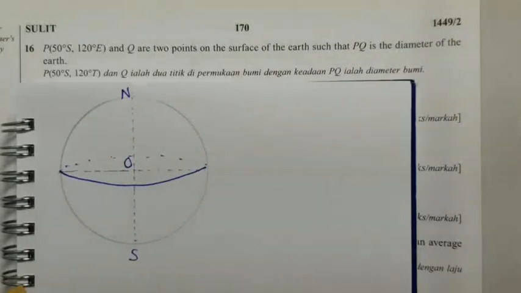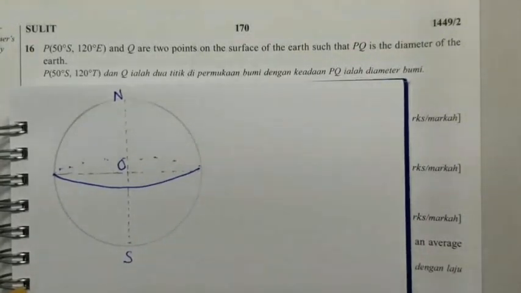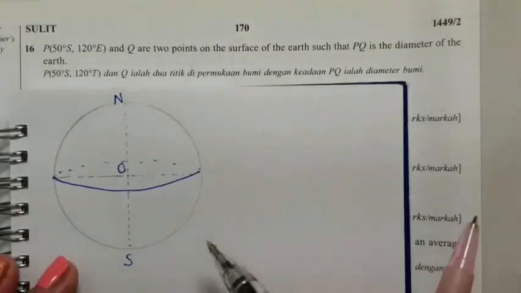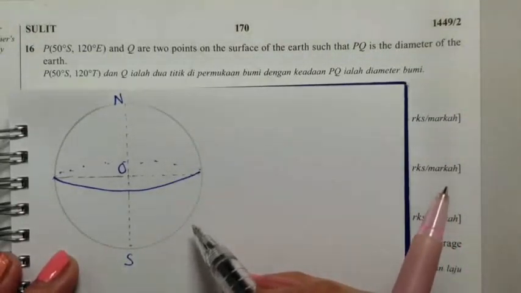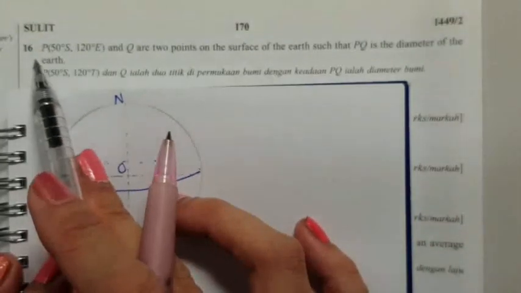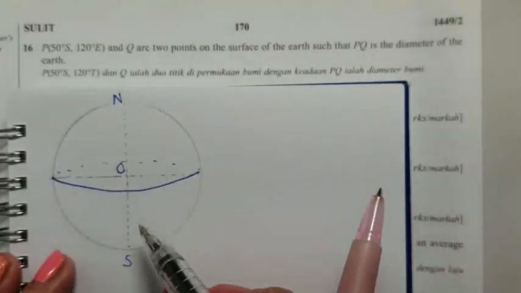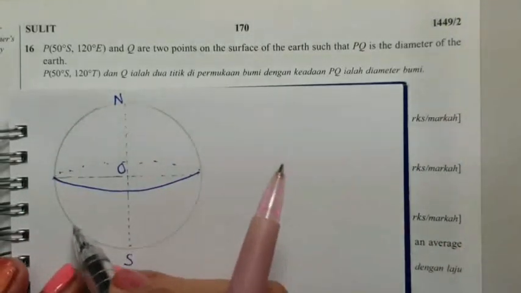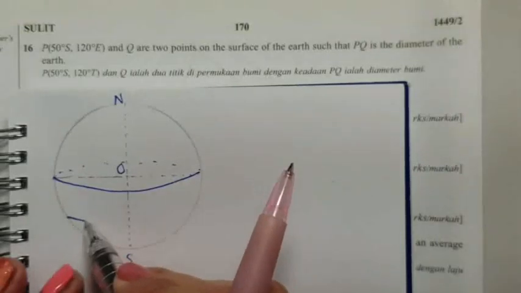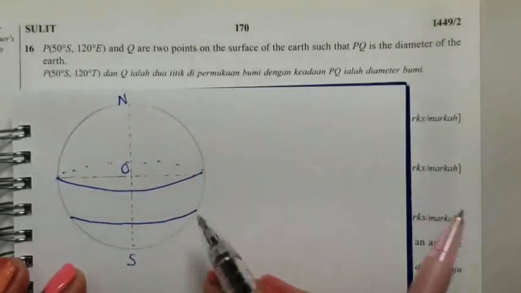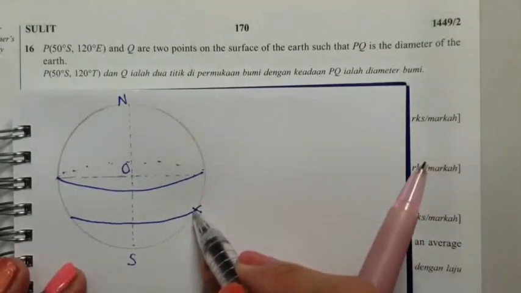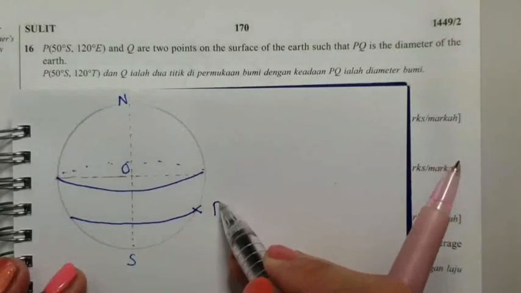Now next, we need to mark down the point P. PQ is the diameter, so they have to be on the opposite ends of our Earth. In this case, our P is in the southern hemisphere, so I should draw it downwards over here. So let me mark this down to be our point P.